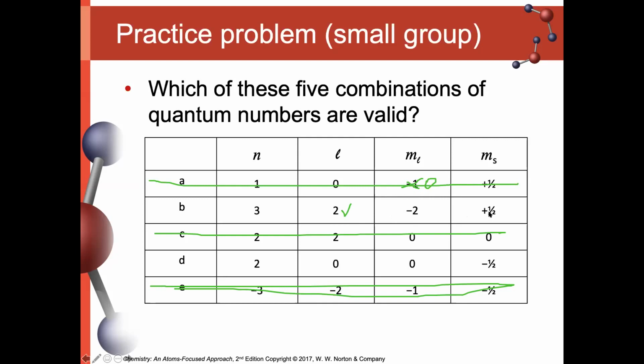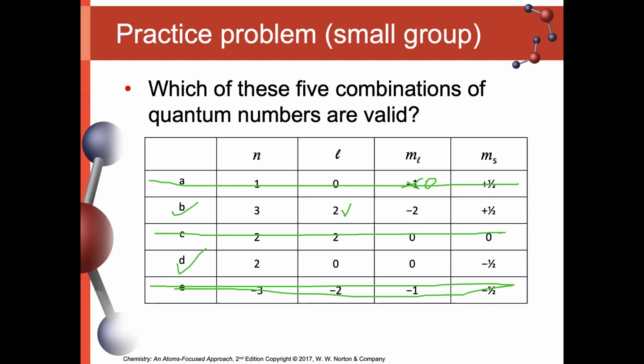And so then we look at the last one. Is a value of m sub s at +1/2 possible? Yes. -1/2? Yes. So combinations B and D are both valid sets of numbers given our rules. A, C, and E were all wrong.